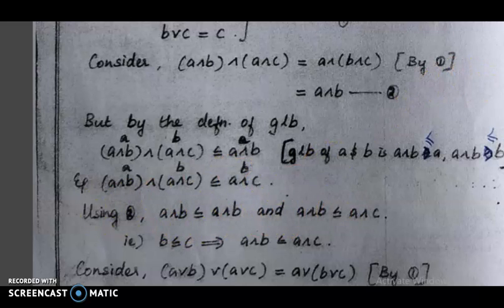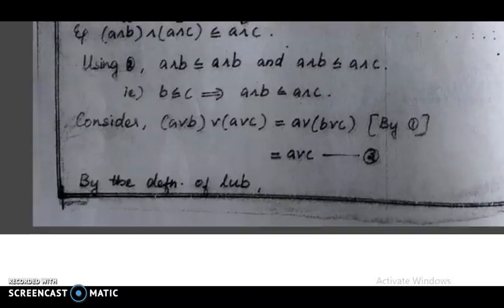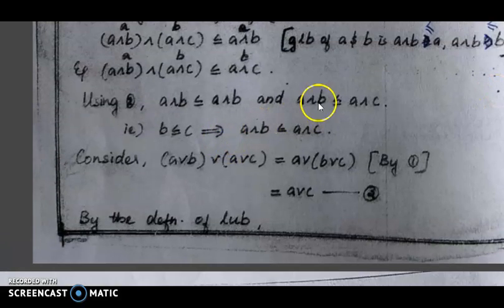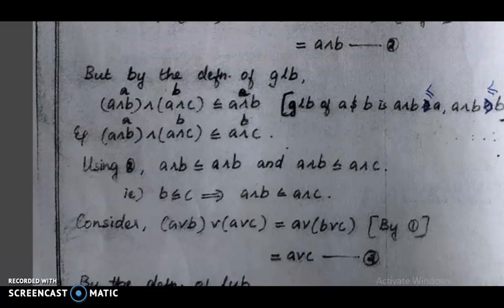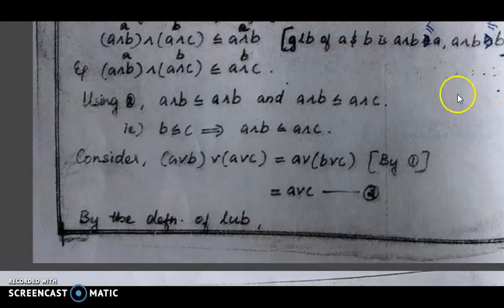Now what is our assumption? We started with B less than or equal to C. Is it right? B less than or equal to C implies A and B less than or equal to A and C. Now again we consider (A or B) or (A or C). This is equal to A or, taking A as common, A or (B or C). What is B or C from equation 1? From equation 1, B or C is C. So we replace this B or C by C. Again we take (A or B) or (A or C).